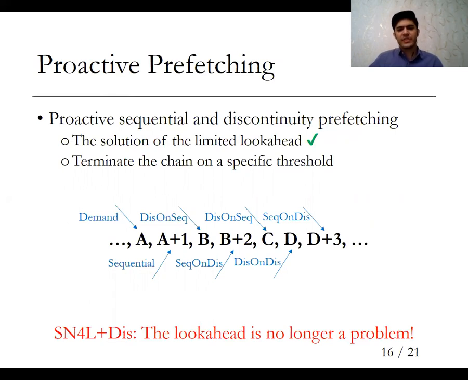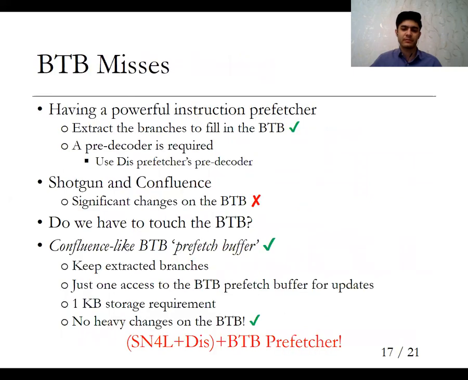Such a chain of prefetches can be endlessly created. It gives the opportunity to have a sufficient look ahead of the fetch stream as far as required. However, such a chain of prefetches should be terminated at a specific threshold to avoid issuing useless prefetches because of going far ahead in the fetch stream and entering the wrong path.